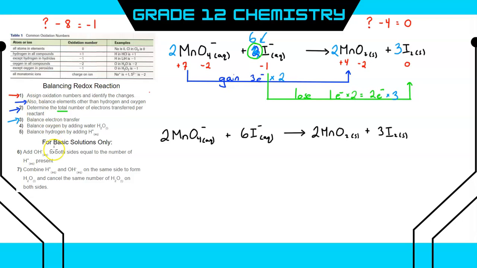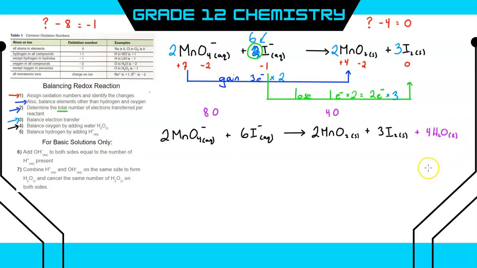And moving on to the next step, we need to balance oxygen by adding water. Okay, so let's check out all of our oxygens. In our reactants, it looks like we have 4 times 2, so we have 8 oxygens. And in our products, we have 2 times 2, which is 4 oxygens. Okay, so we need 4 more in our products, so let's add 4 water molecules.